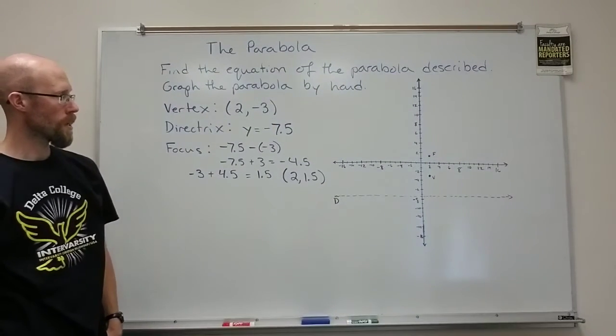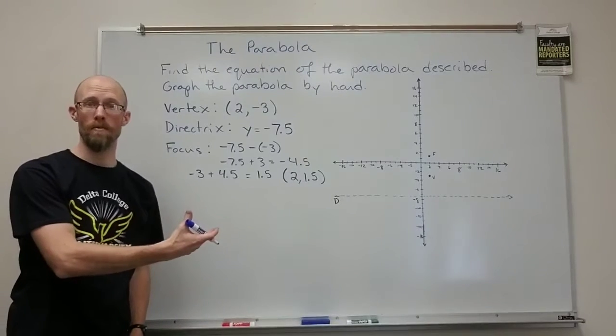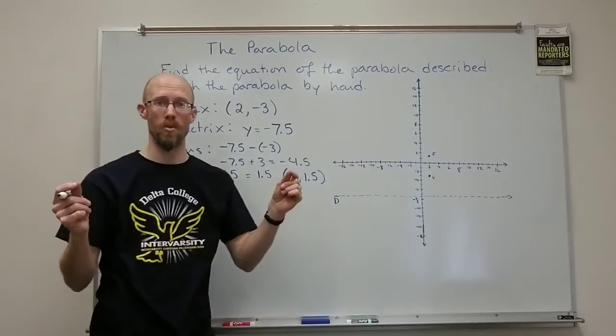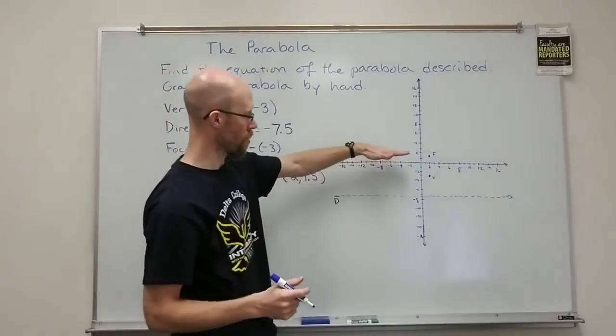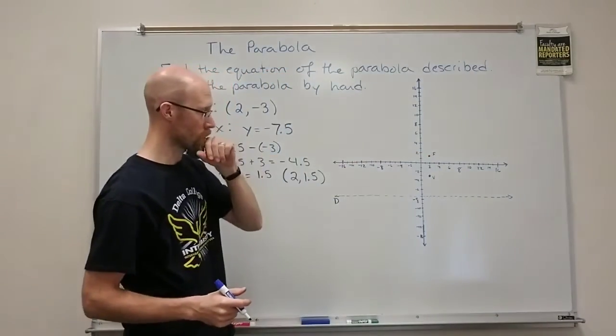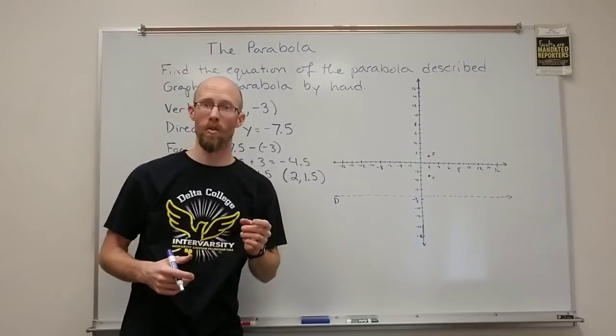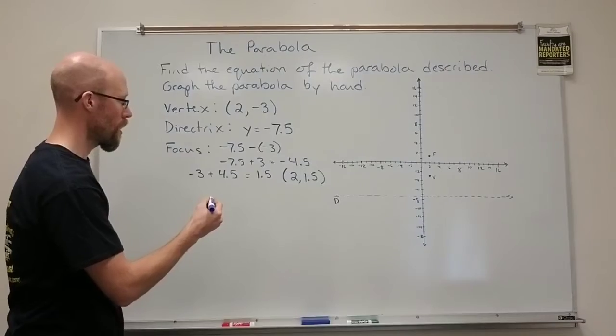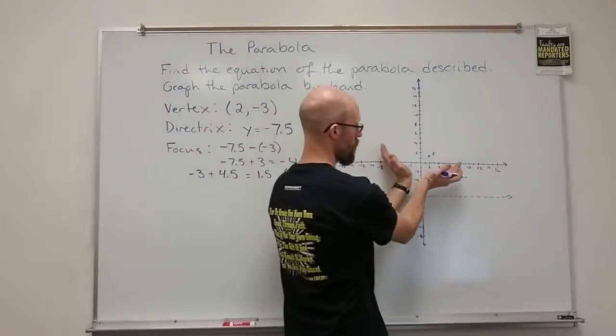Okay, so I've got three of my key pieces of information. The other two that are very important are the two ends of the latus rectum, which are across from the focus. I also need to know the orientation of this graph, and it is opening upward, because it has to surround that F.